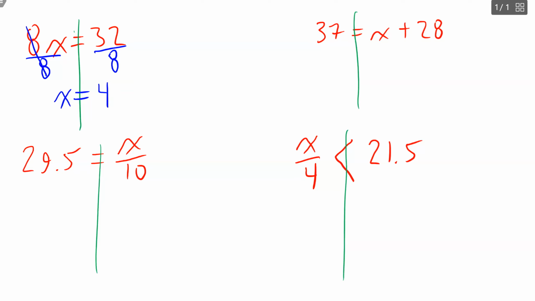Now I can substitute that in. So I go back to my original equation. 8 times x, which is 4. So 8 times 4 equals 32, and that does check out. That is a correct answer, verified, and I'm good to go.